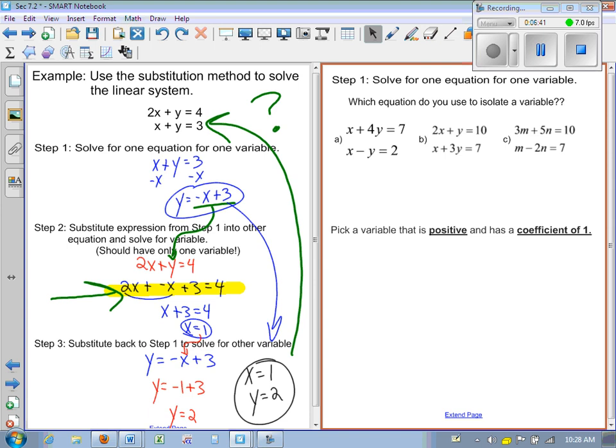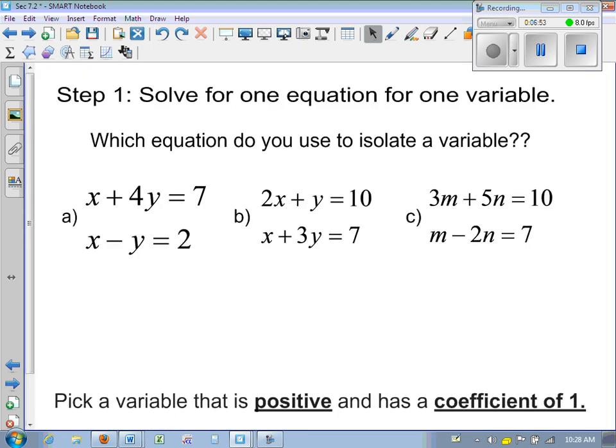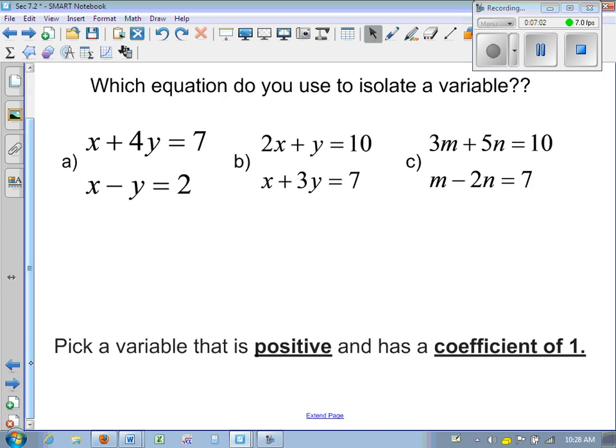Okay, now the question becomes, which variable do you solve for? How do you know which one to pick? So let's look at that for a second. When you solve for the one variable, the one you should pick is a variable that is positive. That means it's not negative. Right there, the y is negative, not good. There, the n is negative, not good.